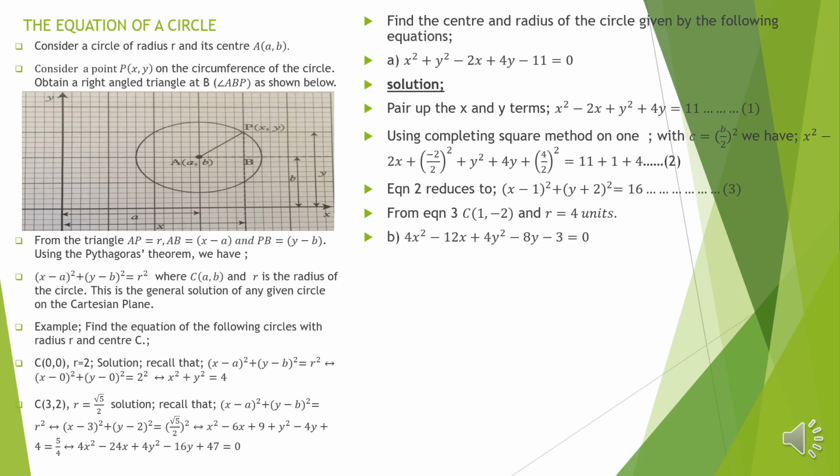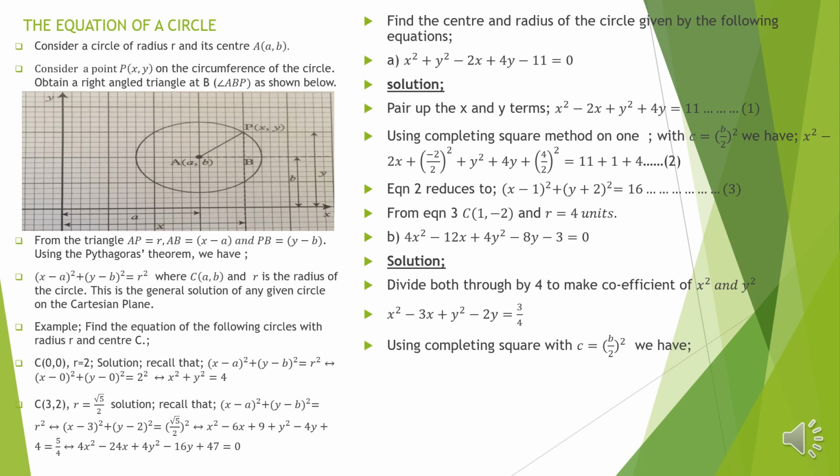Example 2, we have 4x squared minus 12x plus 4y squared minus 8y minus 3 equals 0. Realize the coefficients of x squared and y squared are not 1, and therefore we are going to divide by 4 to make those coefficients 1, and then we are also going to pair up the x and y terms together. So dividing across by 4 reduces the equation to x squared minus 3x plus y squared minus 2y equals 3 over 4.